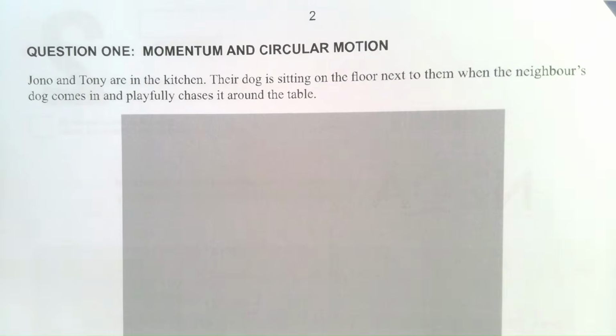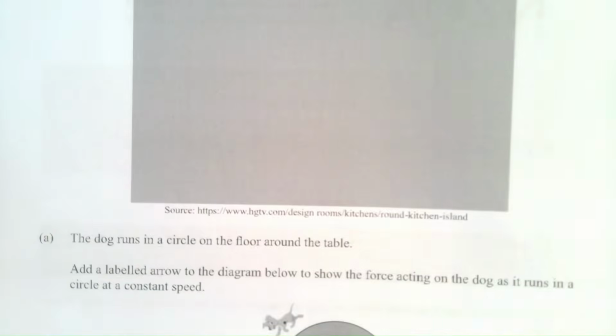Question 1, momentum and circular motion. Jono and Tony are in the kitchen. Their dog is sitting on the floor next to them when the neighbour's dog comes in and playfully chases it around the table. There's obviously a picture of a dog around a kitchen island there.